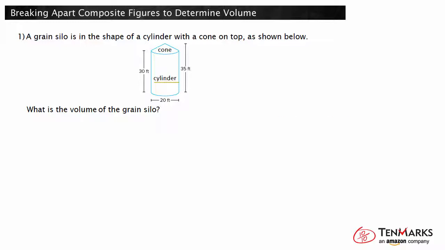The volume of a cylinder is pi r squared h, where r is the radius of the base and h is the height. In our figure, we are given the diameter of the base as 20 feet. The radius is half the diameter, so the radius is 10 feet. This means that r is 10. The height of the cylinder is 30 feet, so h is 30. Substituting 10 for r and 30 for h into the formula for volume gives pi times 10 squared times 30.